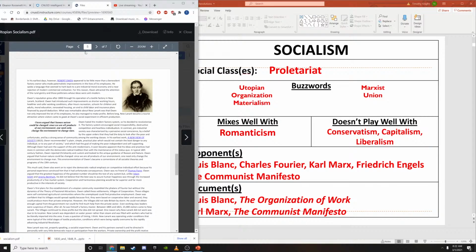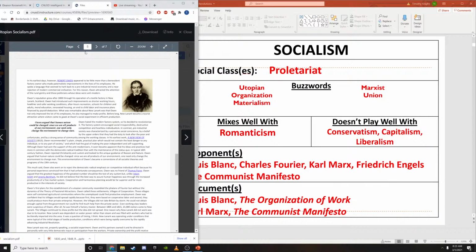In contrast, pre-industrial society was characterized by a pervasive social conscience, by a belief by the upper orders that they had the duty to look after the poor and unfortunate, and by a strong sense of community among the working classes. In his earliest work, A New View of Society, Owen recommended a plain, simple, practical plan which would not contain the least danger to any individual or to any part of society, and which had the goal of making the poor independent and self-supporting.